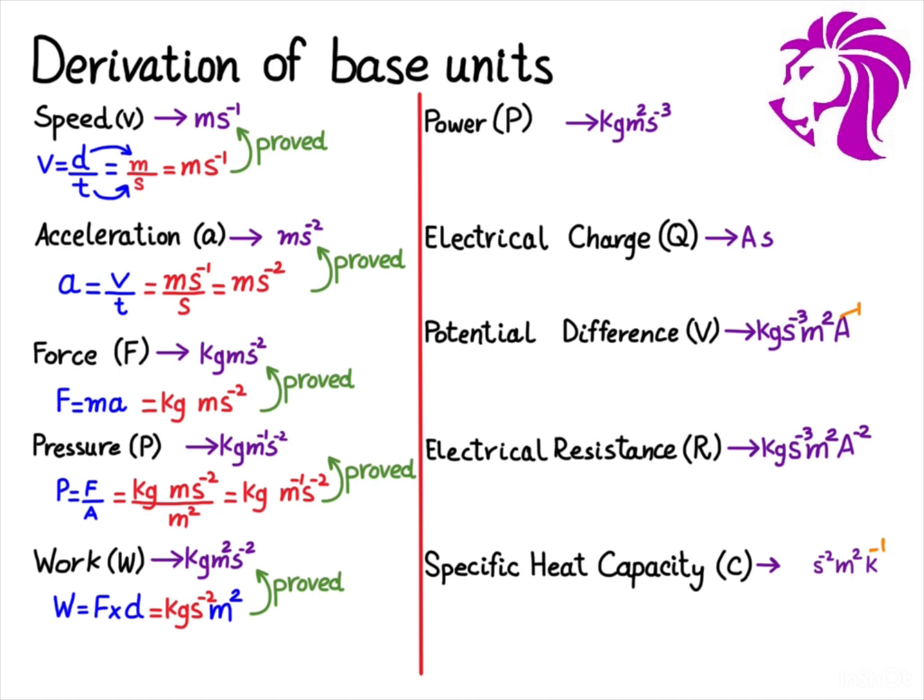Then you have power. What is power? Power is work done upon time. And you know what work done is? It's kg m^2 s^-2. And what is time? Time is seconds. So second goes in the denominator and makes it s^-1. s^-2 is already present there, so s^-2 and s^-1 make it s^-3. So again you see it's proved.